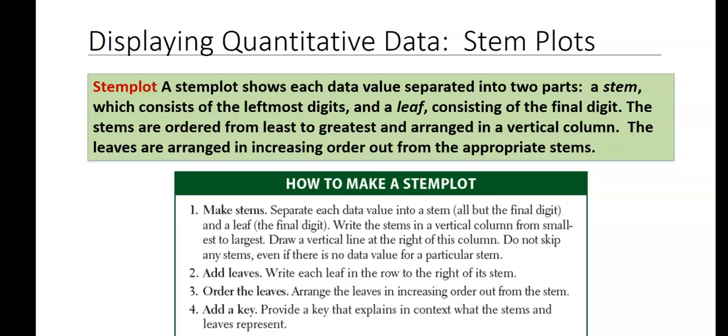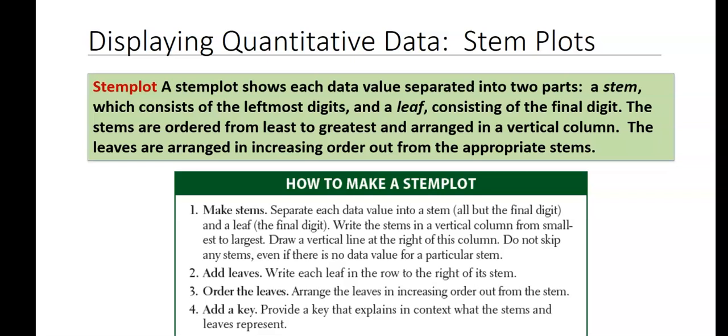Separate each data value into a stem, all but the final digit. So that's a good way of thinking about it. I really like that way, actually, because I usually think of the stem as one digit and the leaf as one digit. But the stem is actually every digit except for the last digit. So I like that better.